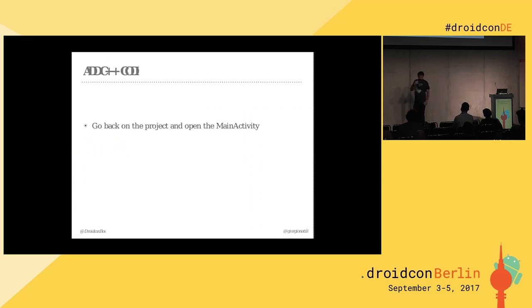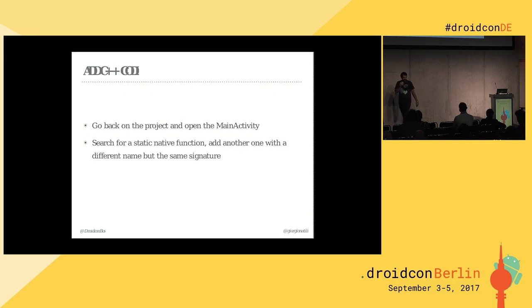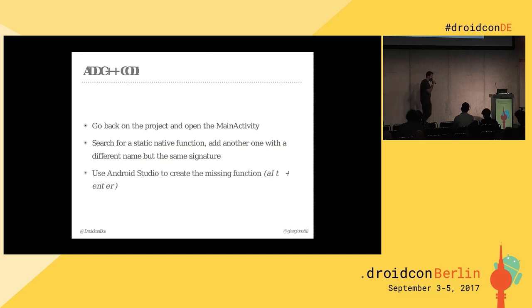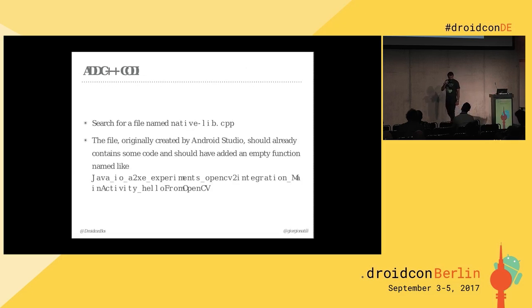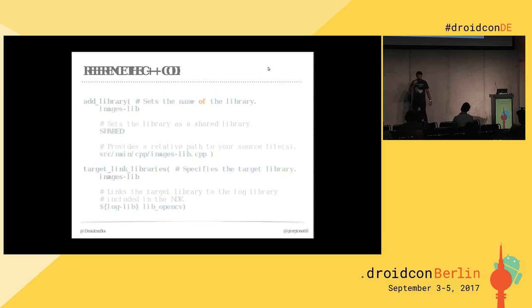You open the project, you open the main activity, you search for a static native function that is created by default by Android Studio when you initialize the project, and then you create a new one. What does it mean? It means that you will have a new function in your native-lib.cpp that has a terrible signature. It's something like this. Java, that's the package of your app, and so on. It's terrible, but it's what it's supposed to do by default.